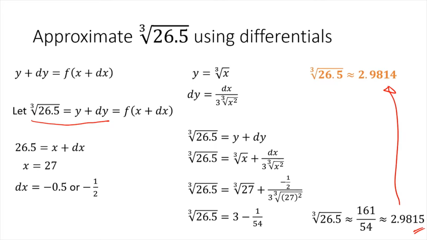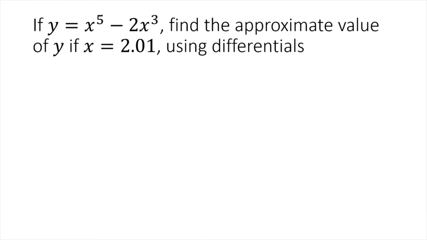Next, let's try this one. If y is equal to x raised to 5 minus 2x cubed, find the approximate value of y if x is equal to 2.01 using differentials. Again, let's try first using our calculators. Plug in 2.01, so we get approximately 16.5668.